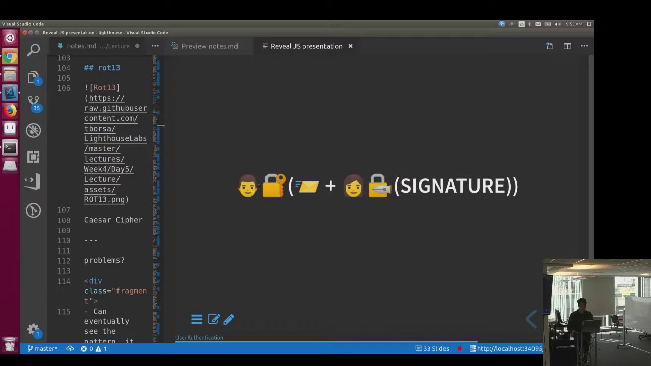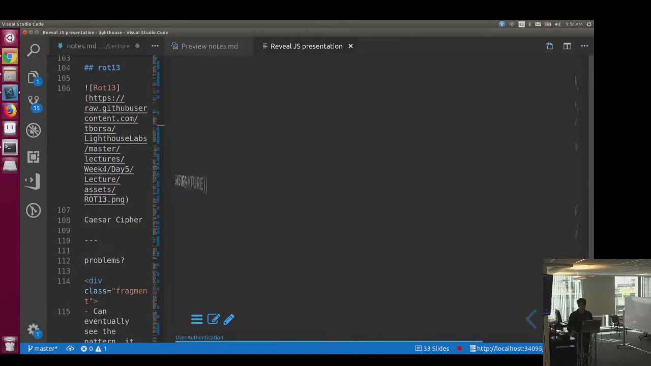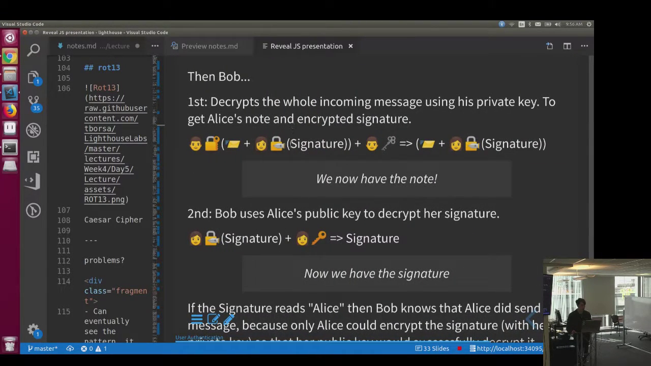On Bob's end, so this is what we have right now. The note and the signature encrypted with Alice's private key, and then the note and signature encrypted with Bob's public key. So on Bob's end, he can decrypt the whole message because it was encrypted with his public key. He has his private key. So he decrypts the whole note and signature, and now he has the note and Alice's signature.